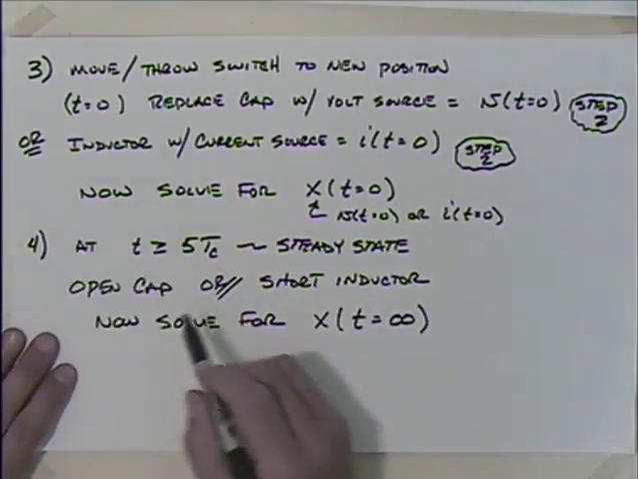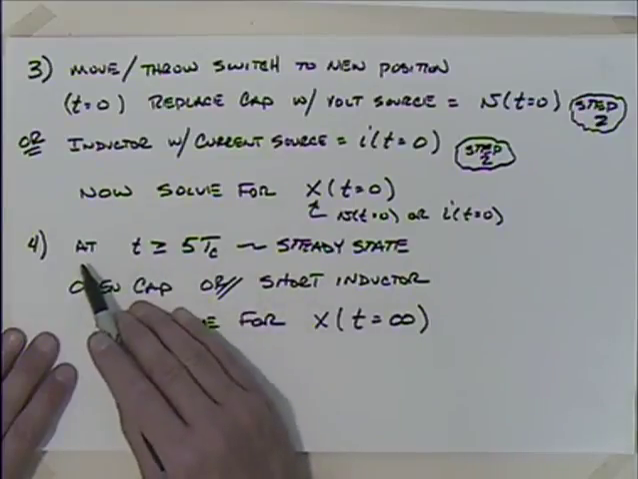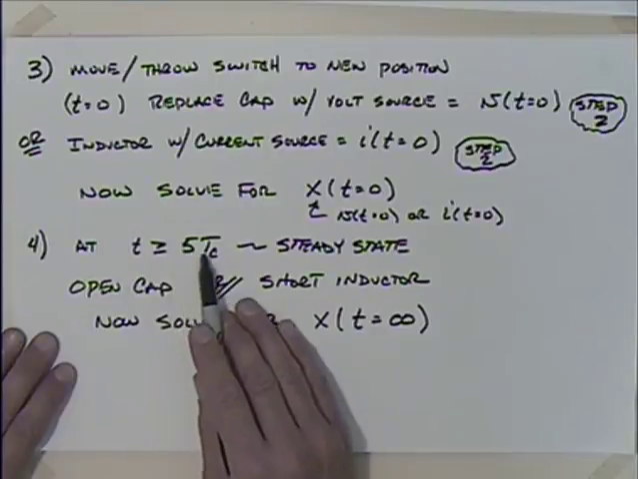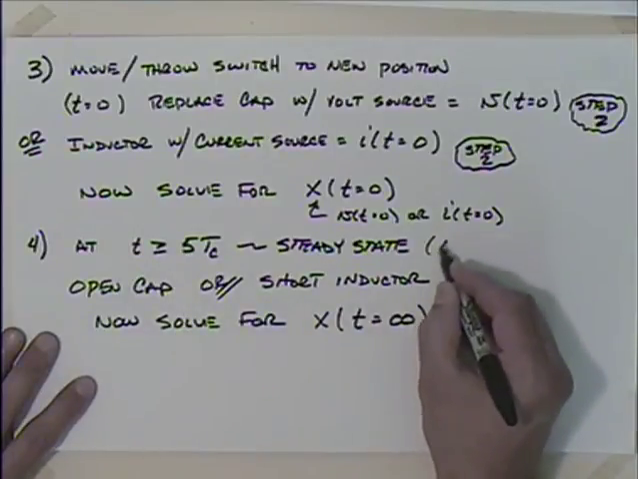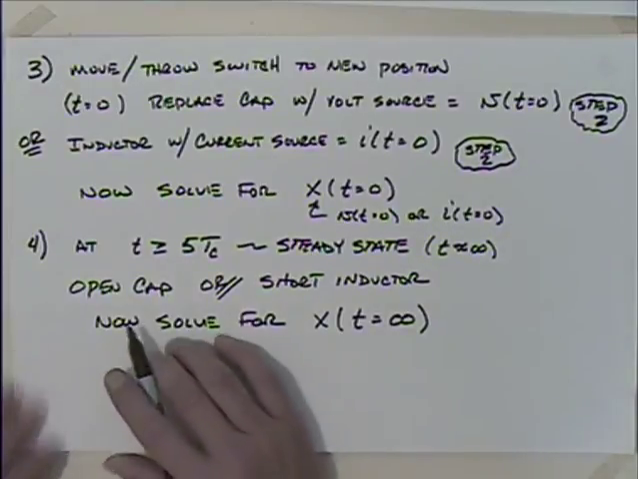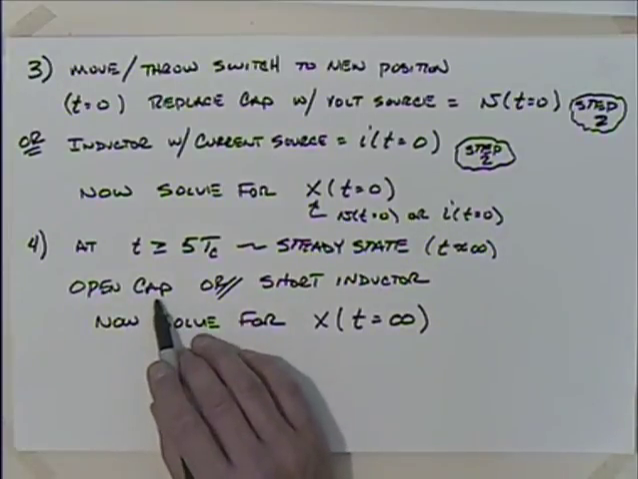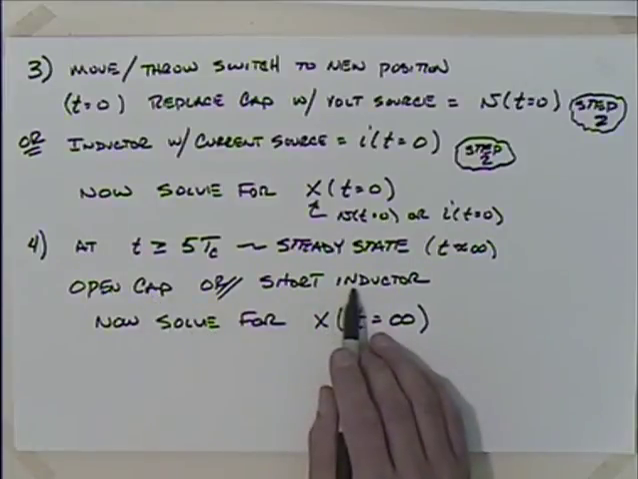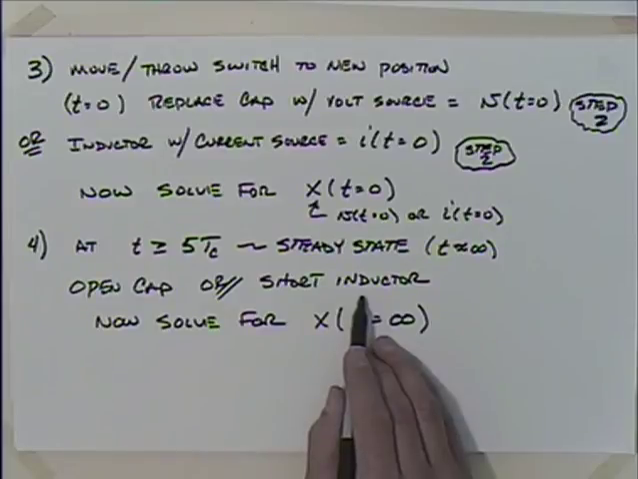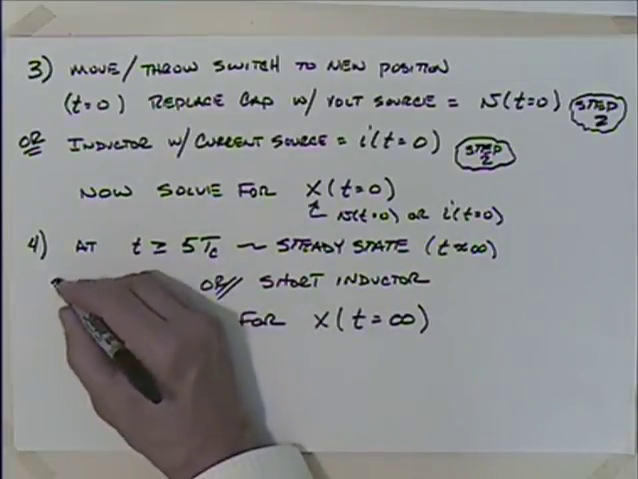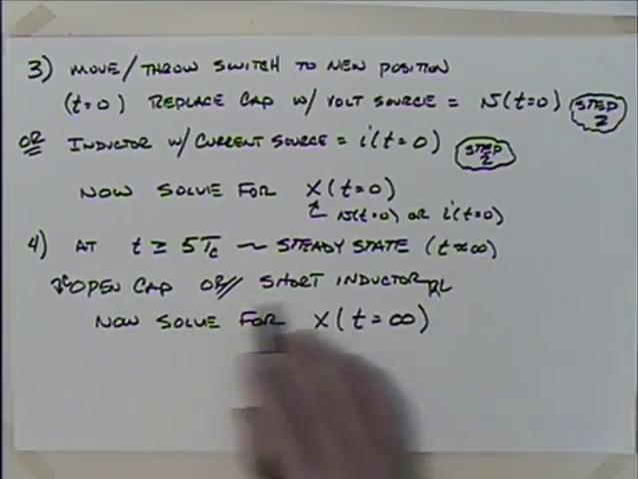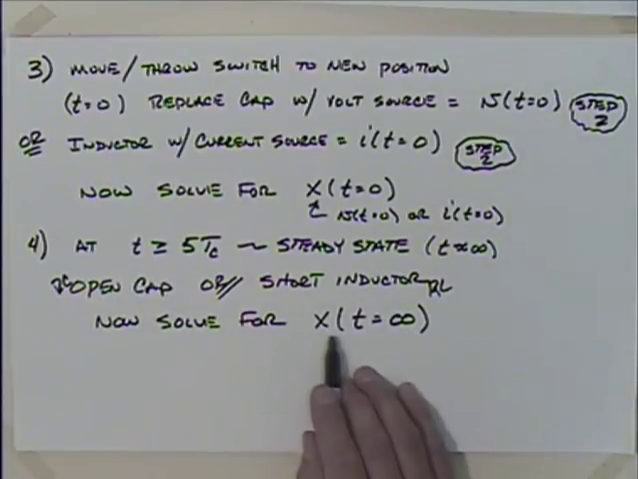Then between 3 and 4 we just let things go. We just wait. At t greater than or equal to 5 time constants, this is steady state, t approximately equal to infinity, we go back. The capacitor is going to look like an open circuit. The inductor is going to look like a short circuit. So we either open the capacitor or we short an inductor because we got one or the other. This is an RC circuit. This is an RL circuit. Open the capacitor, short the inductor, and solve for x at t equals infinity.